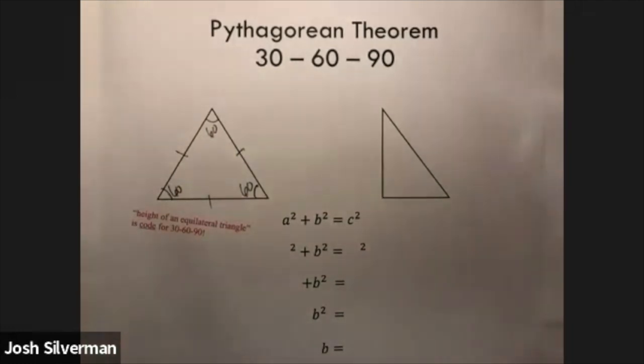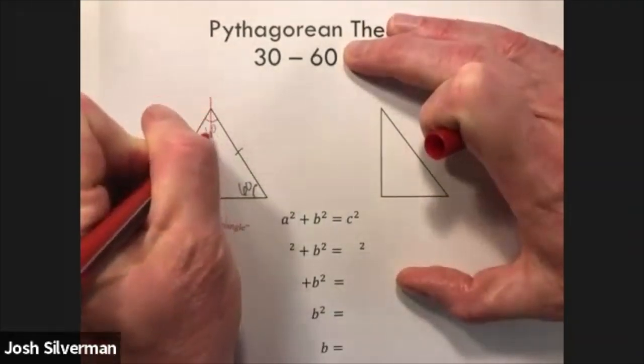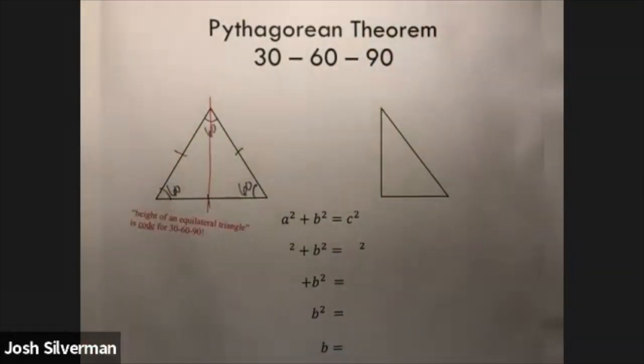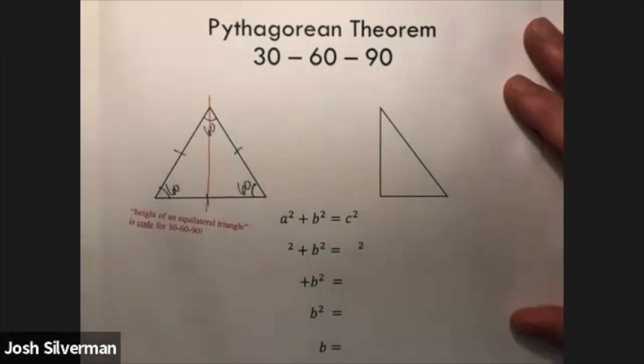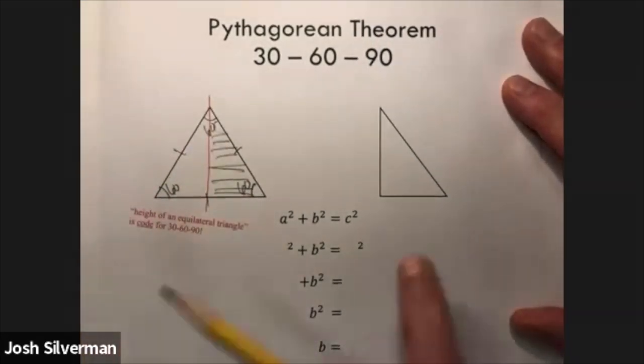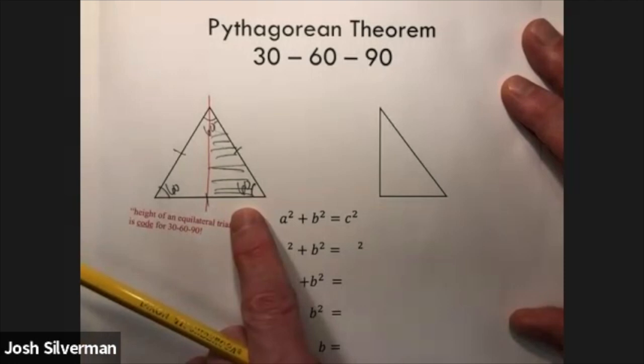Now, if we cut that triangle in half, straight down the middle, it's going to go like this. Anyway, you get the idea. And if I'm just looking at half of it, that's going to be this figure right here. Okay, so this is half of that.